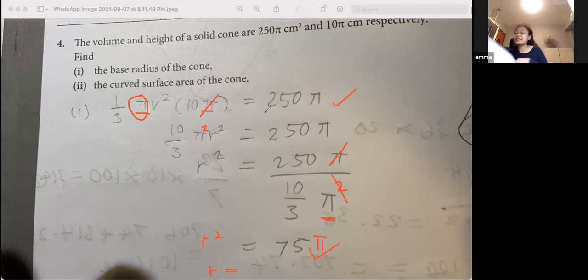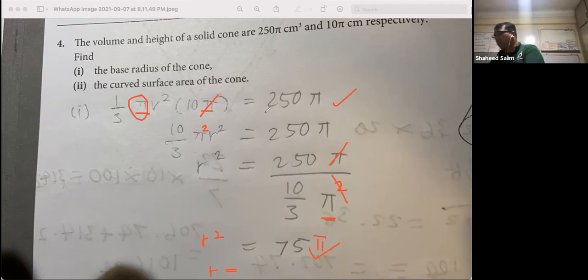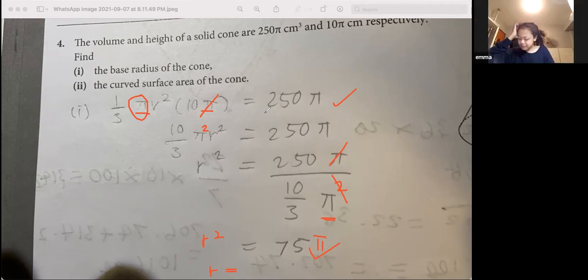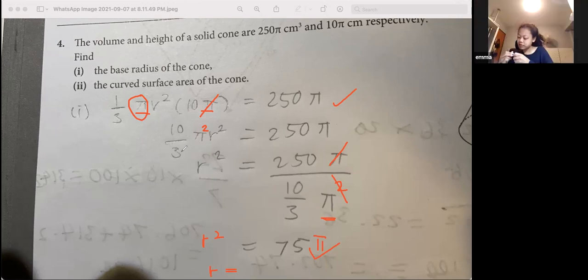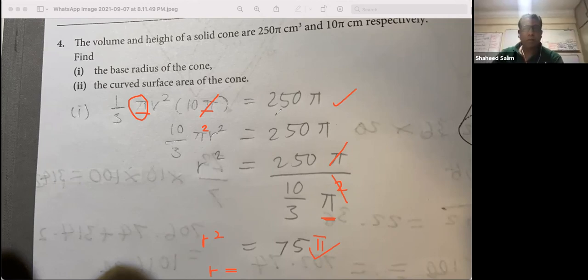Wait, what? Something is not right. Hold on. 4.89. Let me just check. Hold on. Okay, I'm gonna do. You bring over the thing. You times by.